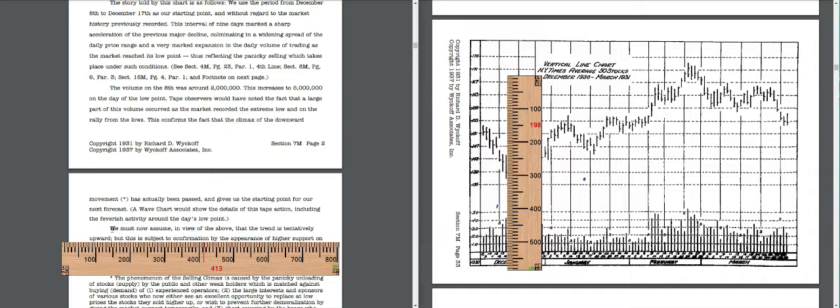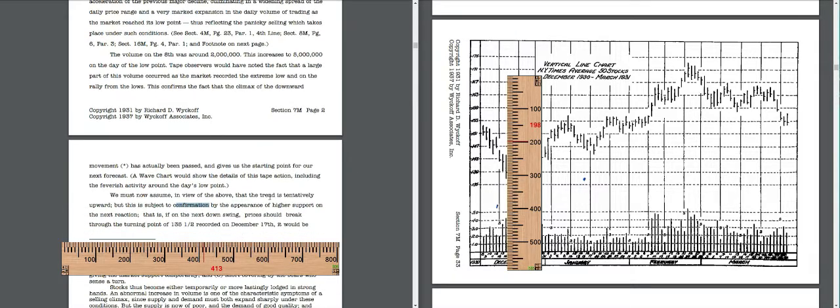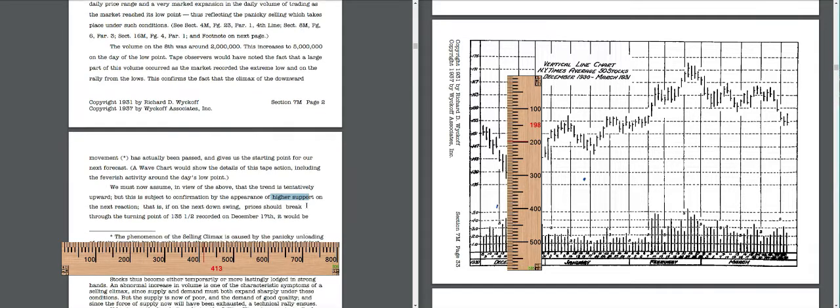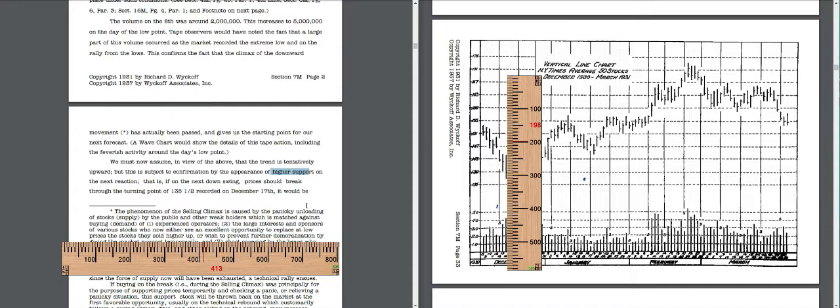So here he has a line that says, we must now assume, in view of the above. What above? What is above is that there's a climax low and then there's demand coming from the low on heavy volume. Alright, so based on that fact, the trend is tentatively upward, but this is subject to confirmation. So there's an assumption that the trend is upward. The confirmation is yet to come. The confirmation will come on the appearance of what? Higher support on the next reaction. That is, if on the next downswing prices should break low through the turning point, it would be more and more selling. Okay, so what does this all break down into?